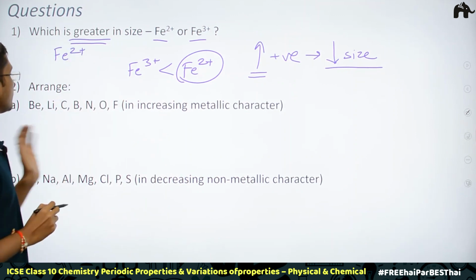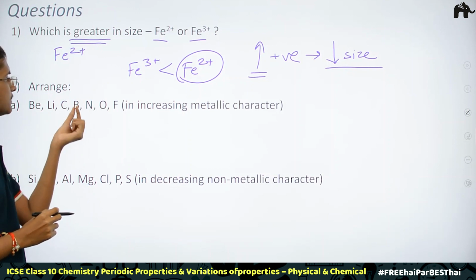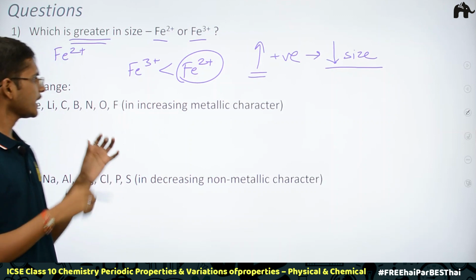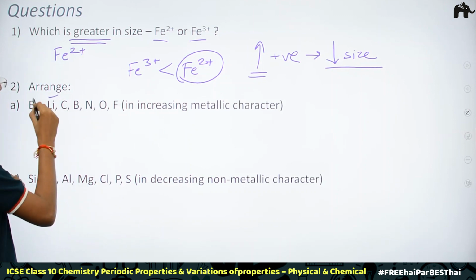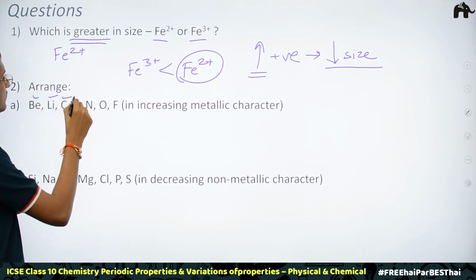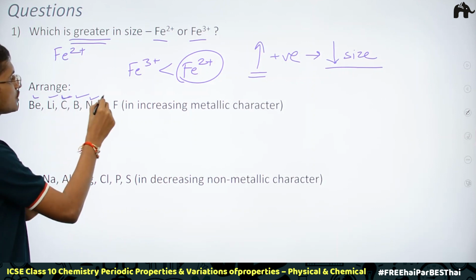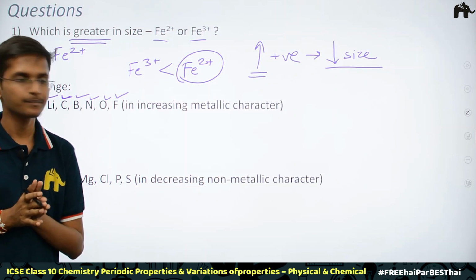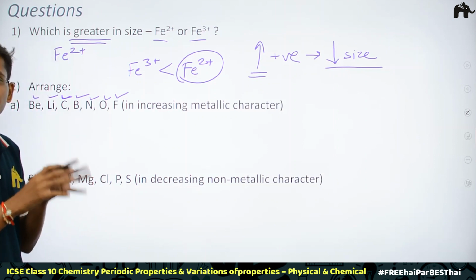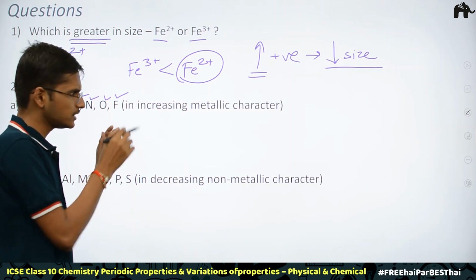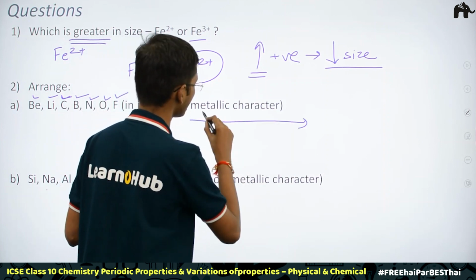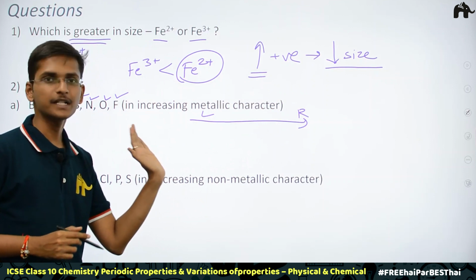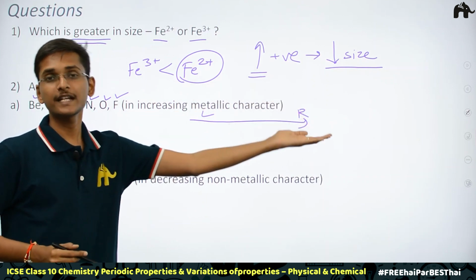Now moving ahead: arrange beryllium, lithium, carbon, boron, nitrogen, oxygen, fluorine in increasing metallic character. So actually you can make out, see, lithium, beryllium, boron, carbon, nitrogen, oxygen, fluorine. They have given us second period elements, in fact. Now we all know in case of a period, when we move from left to right, what happens? There are non-metals here, there are metals. So here metallic character is more, then metallic character is less.